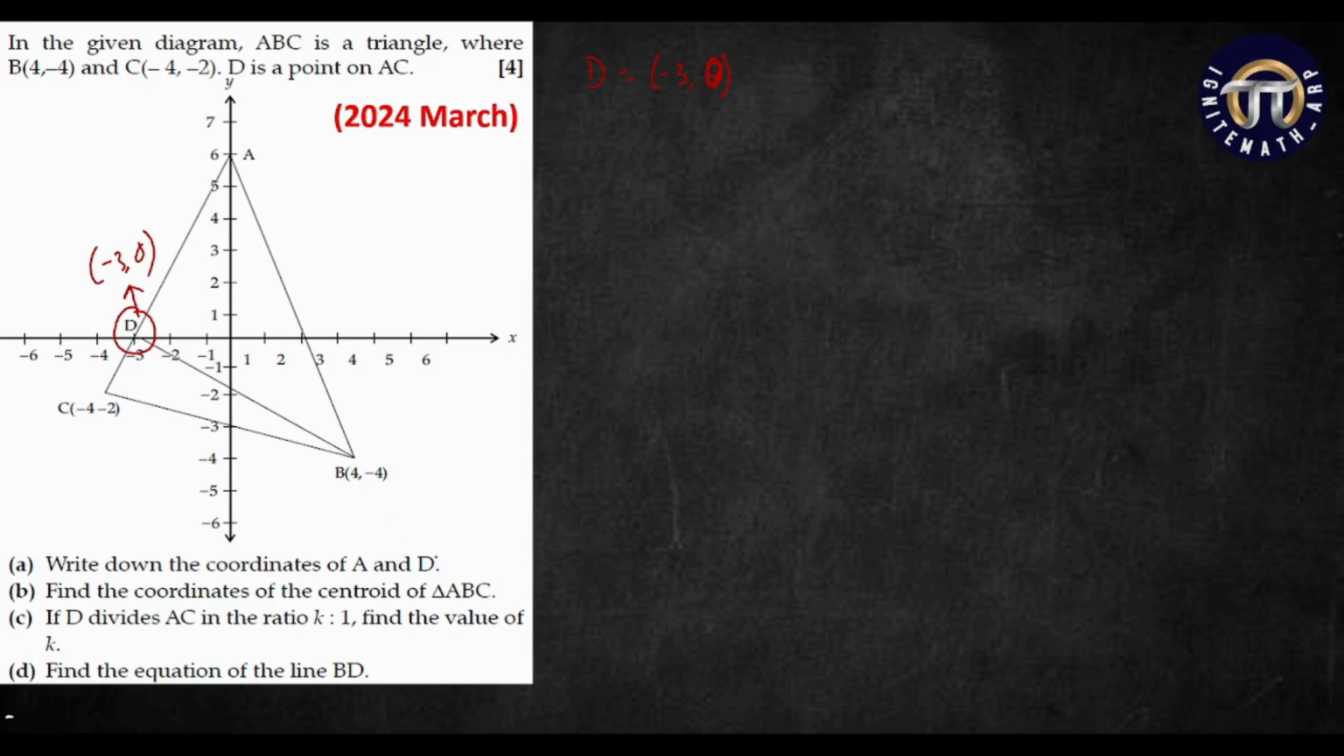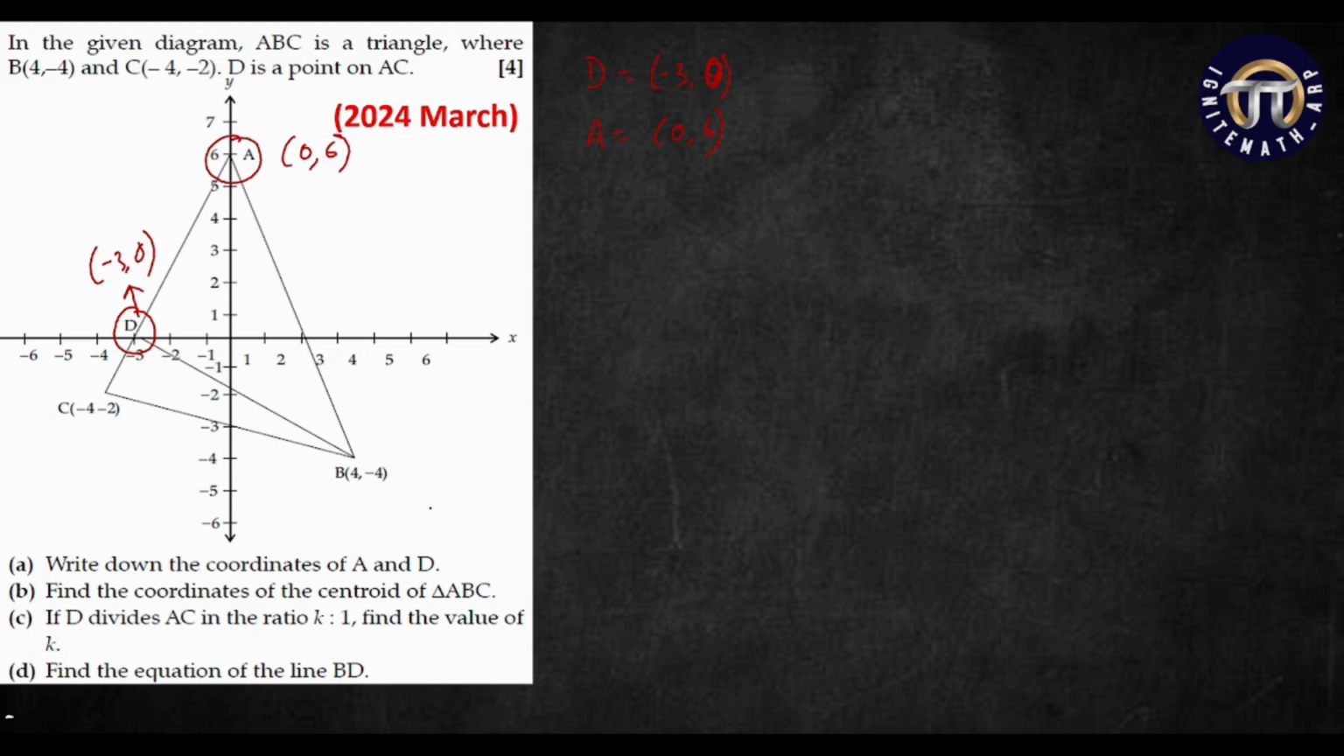That is the first question. A and D I am supposed to find out. Now I have found the coordinate of D. Where is A? A is this point. The coordinate of this point is 0 comma 6. Any point on the y-axis is 0 comma y. Any point on the x-axis is x comma 0. So for the point A, it will be 0 comma 6. Later, find the coordinate of the centroid of ABC.